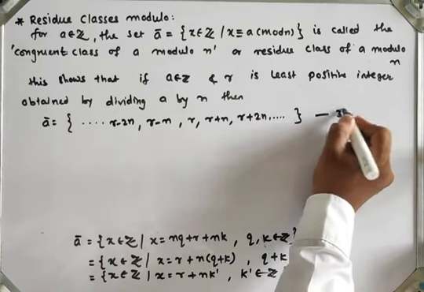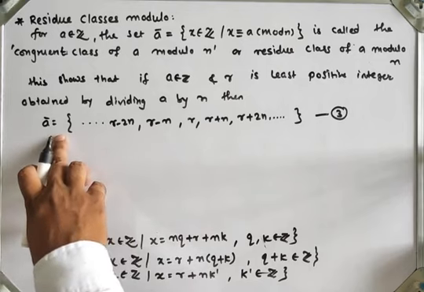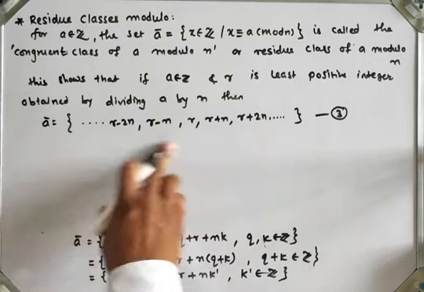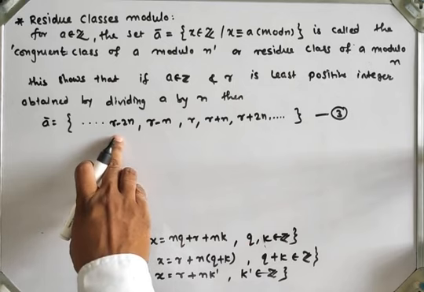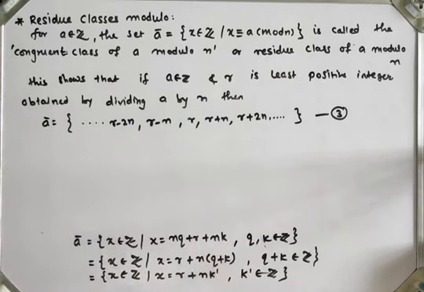So this is equation number 3. So this is the residue class of a modulo n. So there are elements like this: r minus 2n, r minus n, r, r plus n, r plus 2n, and so on.